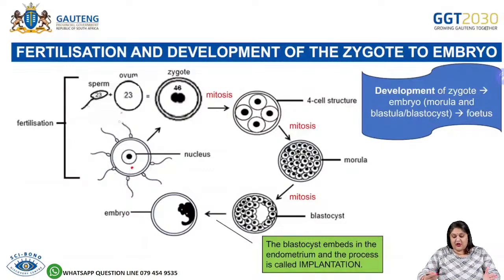So now it's going to grow, like we said, into this 4-cell structure. Then the model is not showing you, it skipped some stages in between here, but you know that it's going to go from 2 to 4 to 8, okay? And then we're going to have a morula, which is a solid ball of cells, and then the blastocyst, which is a hollow ball of cells, and then we are going to have the blastocyst, which embeds in the endometrium, and this is called implantation. So basically we have an embryo, right?